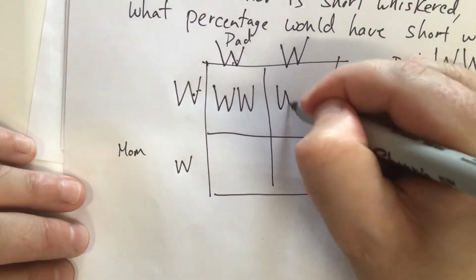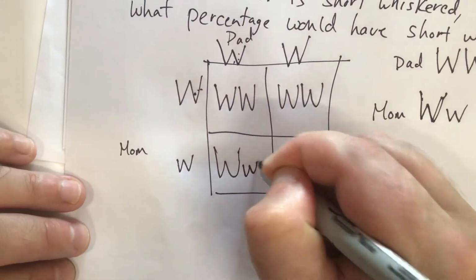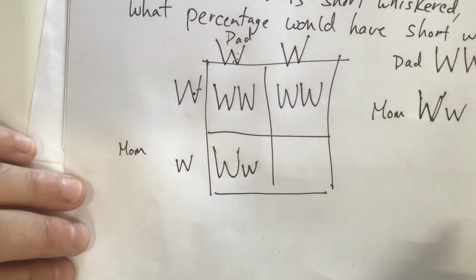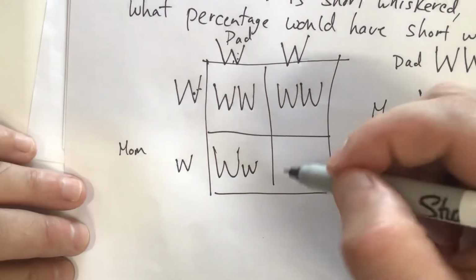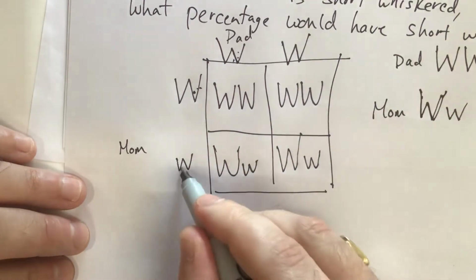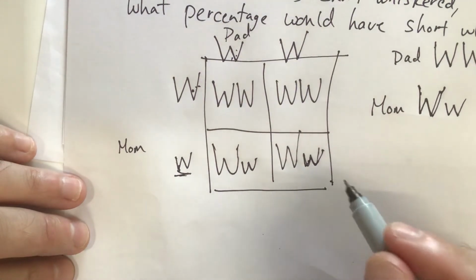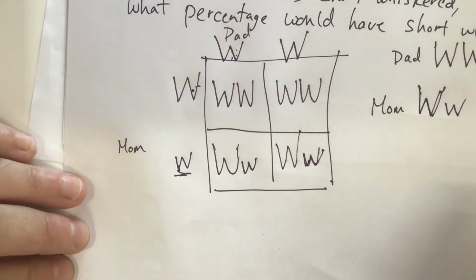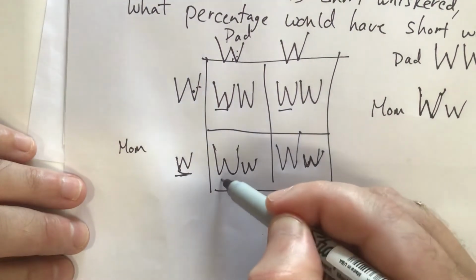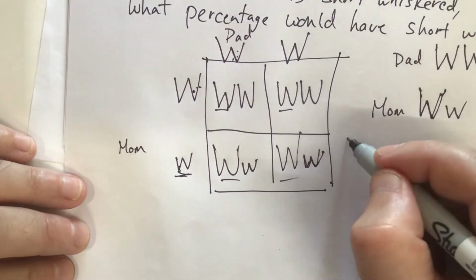This one, capital W, capital W. This one, capital W, little w. Try and exaggerate that. Also, it helps me mark your questions if you exaggerate it. Capital W, little w. Okay, so by convention, the little w goes second. So how many of these have short whiskers? Well, they all have the dominant trait, so that means that none of them have short whiskers.